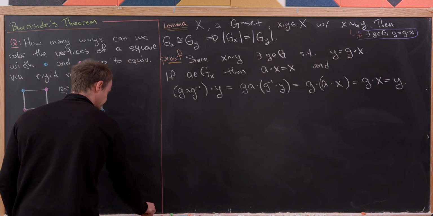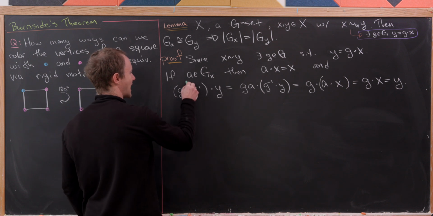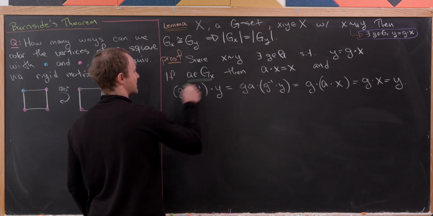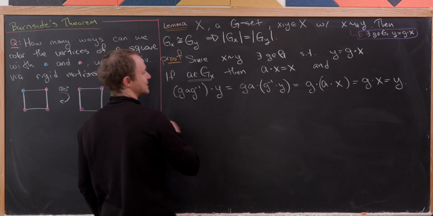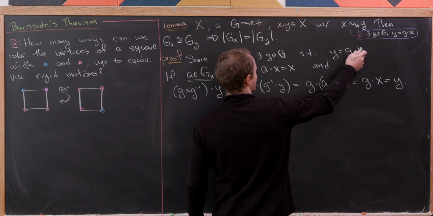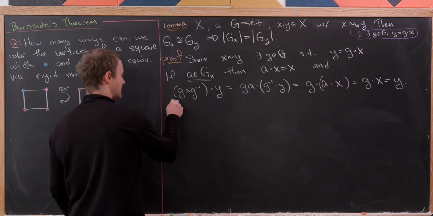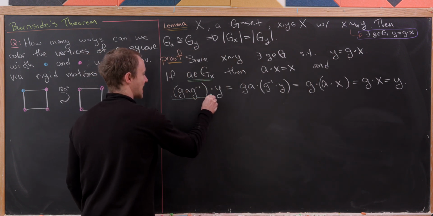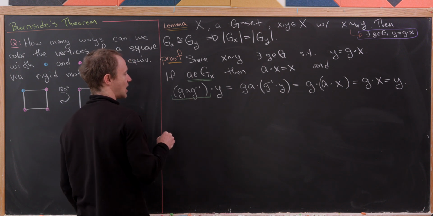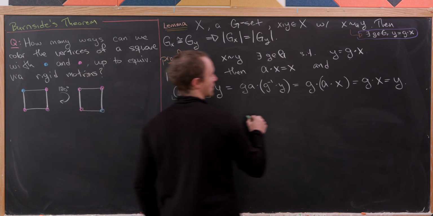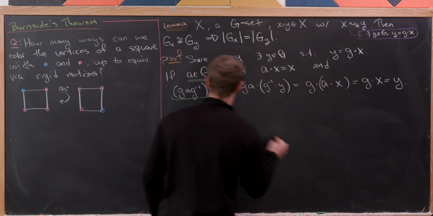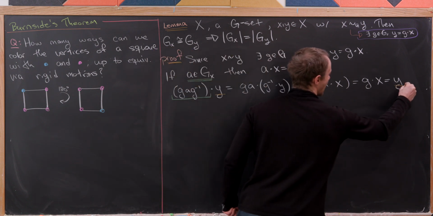So let's see what's just occurred. We found that if a was in the stabilizer subgroup and g was this special element that transported x to y, then if we take g a g inverse, so that conjugate element, and act on y, we get exactly y.